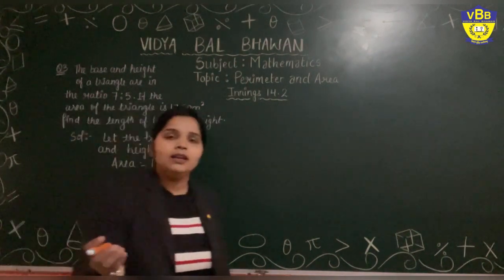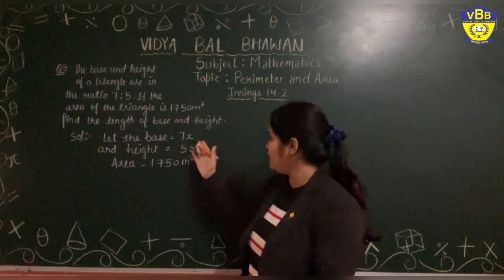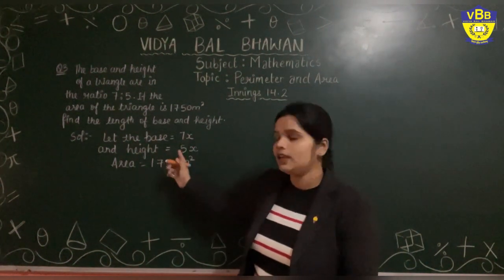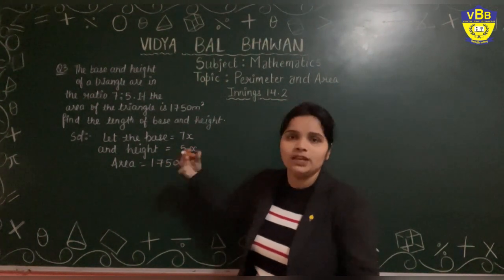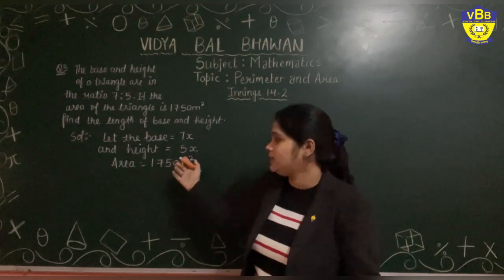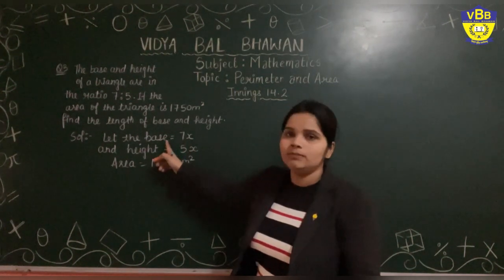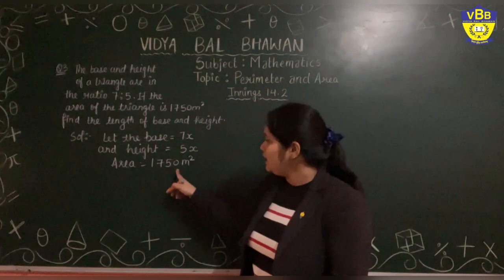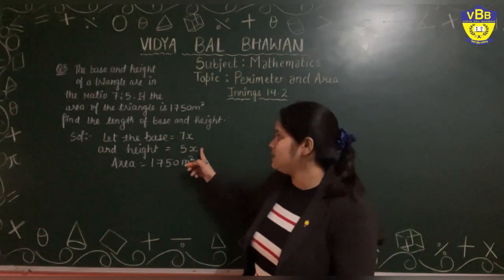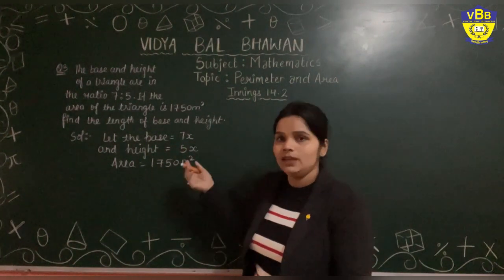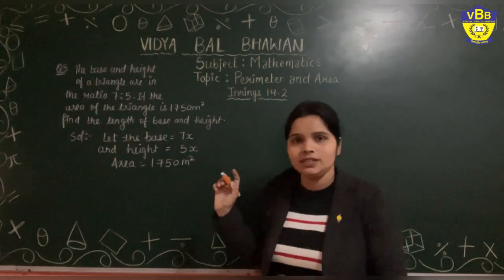So am I able to find the value of x, because I know the area, I know the base, I know the height in terms of some variable. It's not the actual value basically. We need to find the value of x, then we can say what is the base and what is the height. I know the area and I know the base and height in terms of x. So will I be able to find the value of x here?